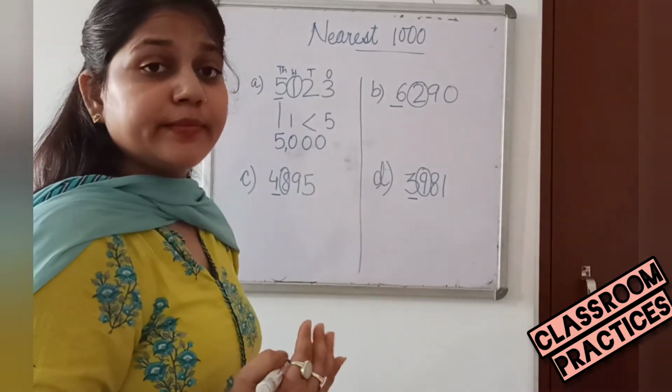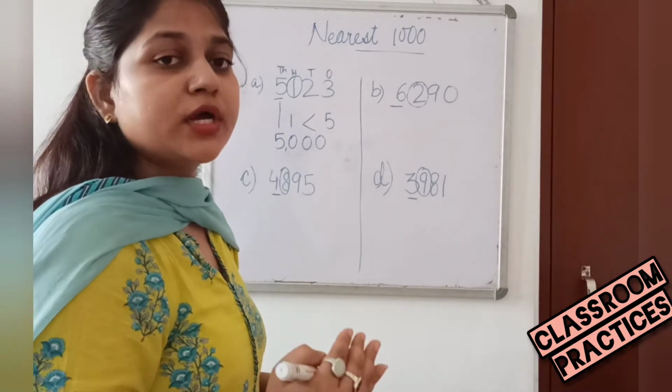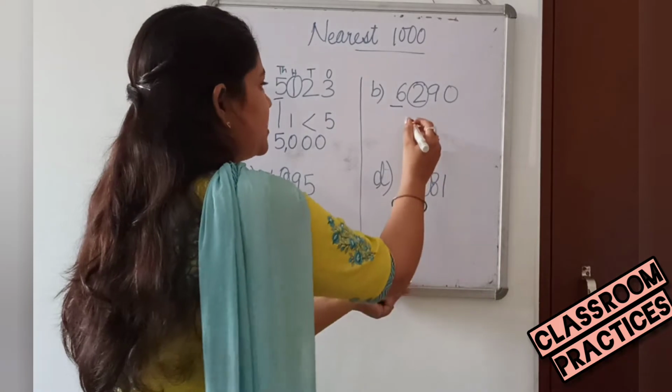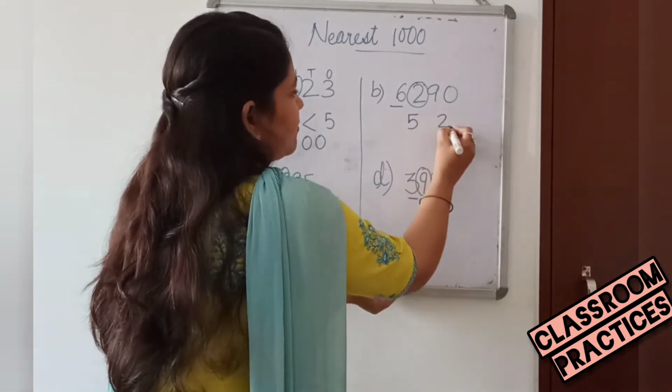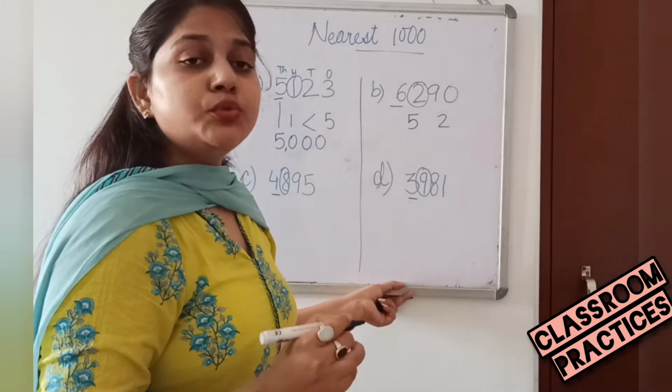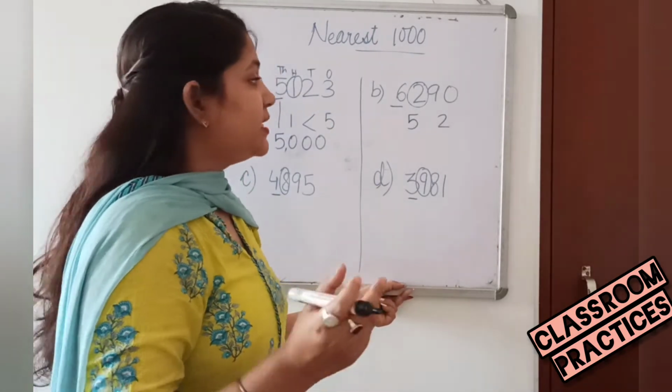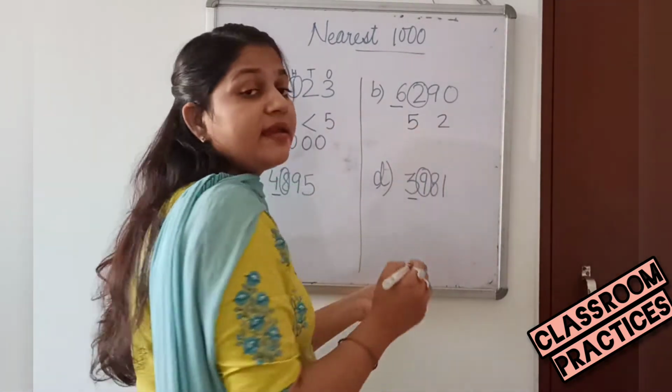Now our third step, comparing, right? We have to compare the hundreds place digit with 5. Yes, let's compare with 5. So you can see that 2 is smaller than 5 or greater than 5? Yes, it is smaller than 5.